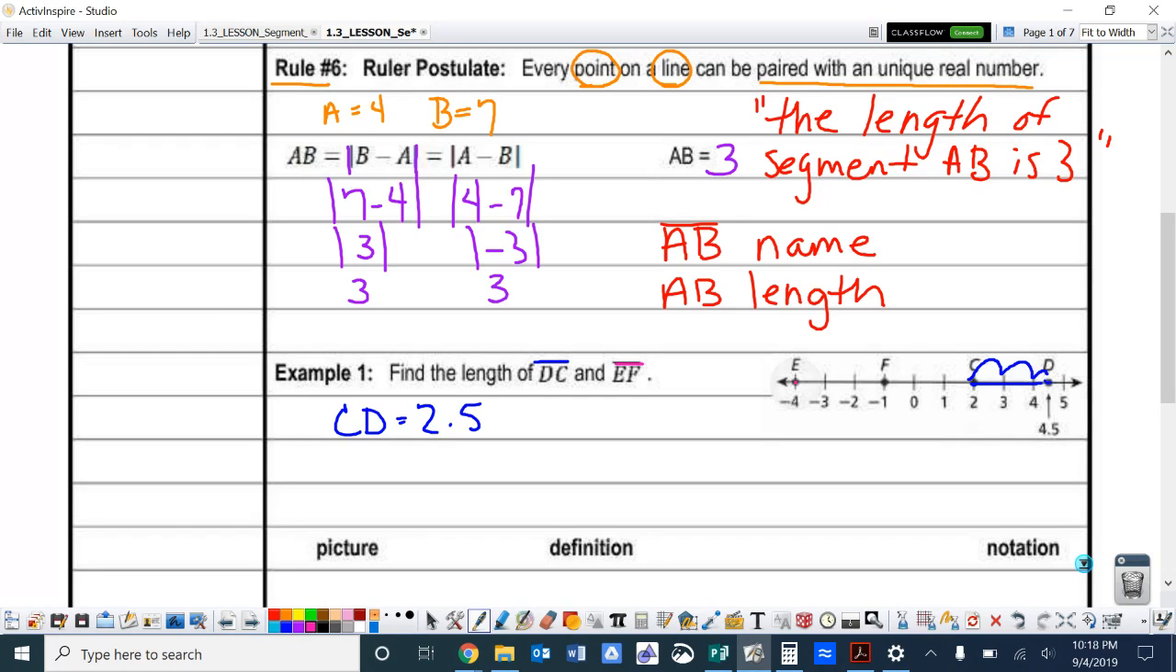Let's find our next segment, E and F. 1, 2, 3. So EF is 3. It's interesting because they look so close to being the same length, but they're really not, so we have to measure it.